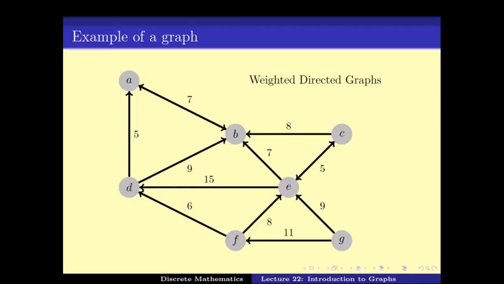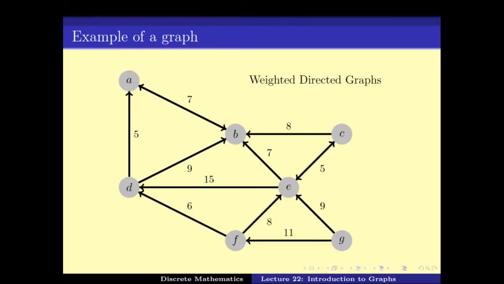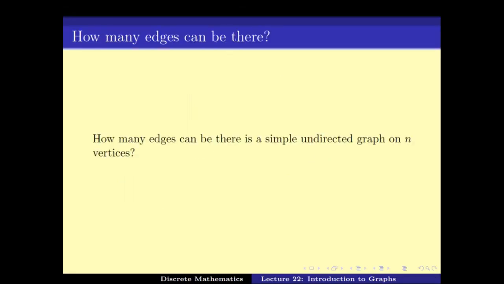Now, you must have seen graphs in various places, and they are a very useful way of representing data, and they also help us to formulate problems in a nice way. Before we move on, let's ask a quick question. How many edges can there be in a simple undirected graph on n vertices?